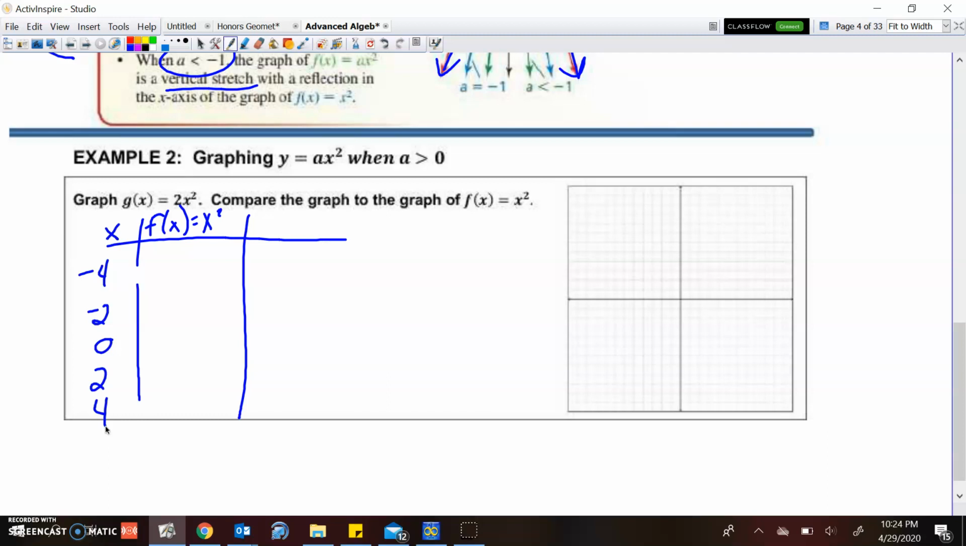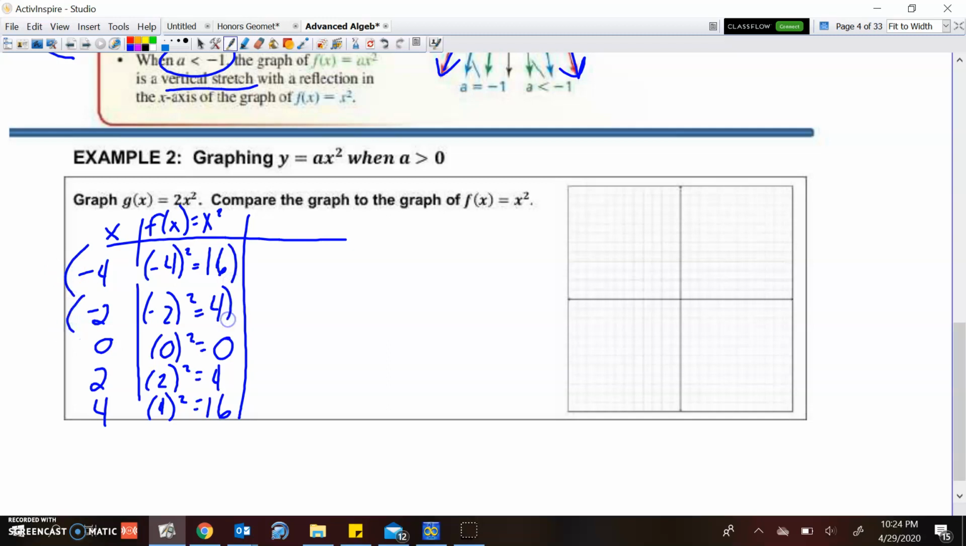Okay, so what I'm going to do here is -4 squared is -4 times -4, which is 16. -2 squared is -2 times -2, which is 4. 0 squared is 0 times 0, which is 0. 2 squared is 4, we know that one, and 4 squared is 16. Now let's plot that. My ordered pairs are -4, 16; -2, 4; 0, 0; 2, 4; and 4, 16.